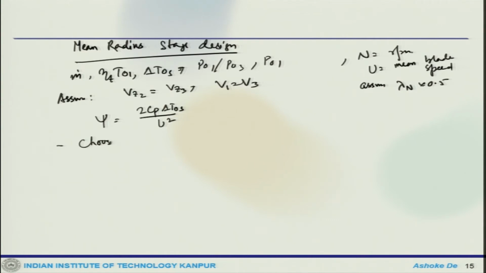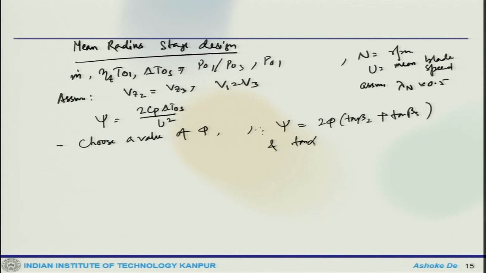Now, we choose a value of phi, and using that we can calculate the degree of reaction. Now, since psi is 2 phi tan beta 2 plus beta 3, and tan alpha 2 is tan beta 2 plus 1 by phi, and tan alpha 3 is 1 by phi.